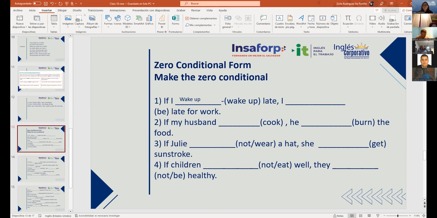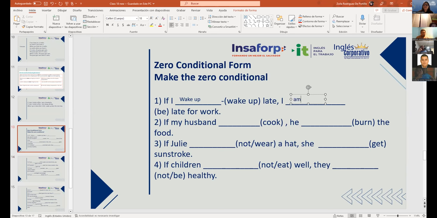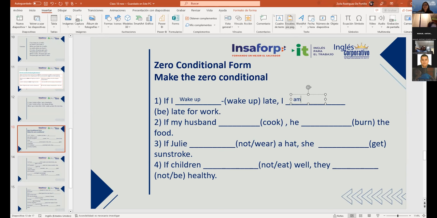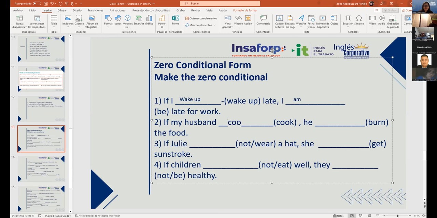Nice. I am late for work. If my husband cooks, he burns the food. Okay, number three.